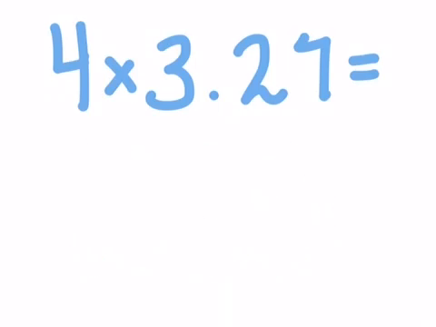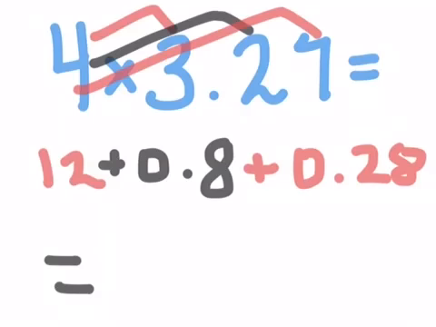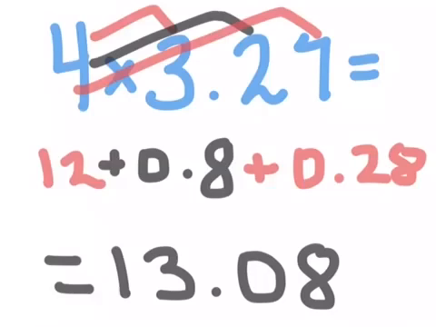The next example, 4 times 3 and 27 hundredths. I know that 4 times 3 is 12. I know that 4 times 2 tenths is 8 tenths. And I know that 4 times 7 hundredths is 28 hundredths. I now have to add all those numbers together. And when I do, I get a grand total of 13 and 8 hundredths.